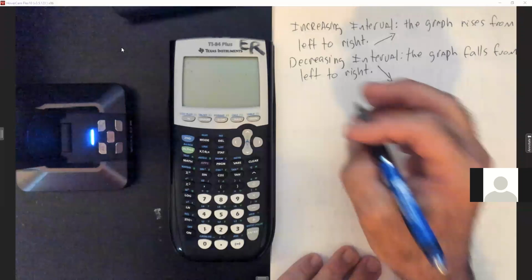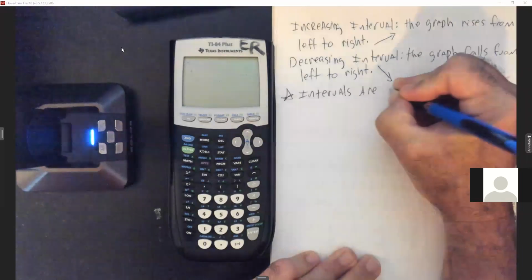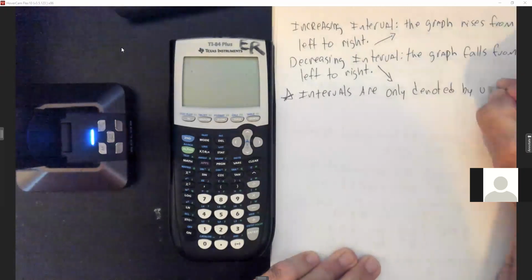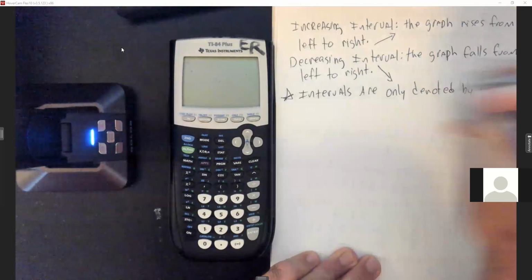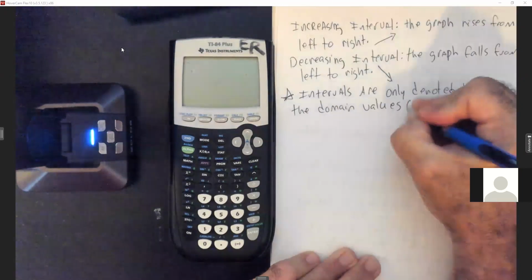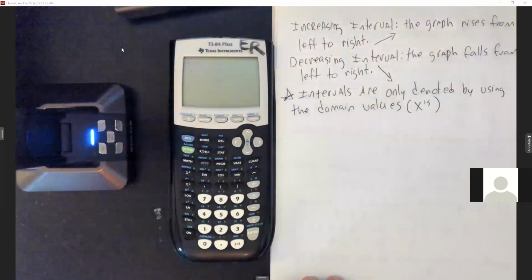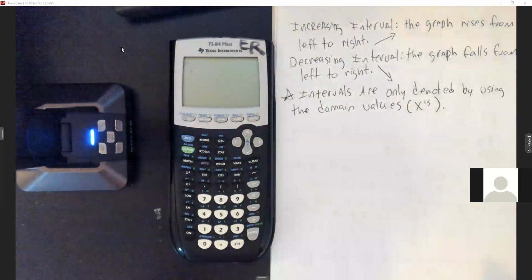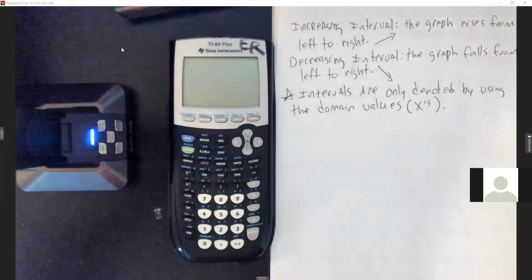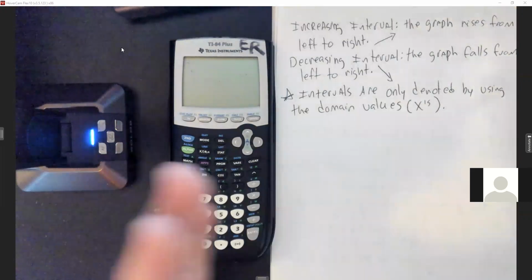The thing on these intervals are only denoted by using the domain values. And remember, the domain values are your x's. We just want to know intervals where it rises and falls. We don't care how much it rose or how much it falls. We just want to know those intervals where it is going uphill and downhill.